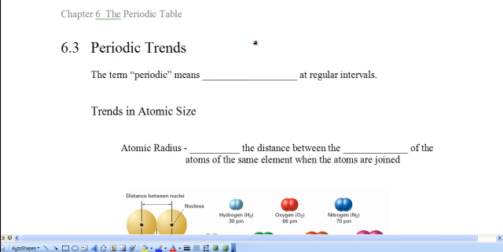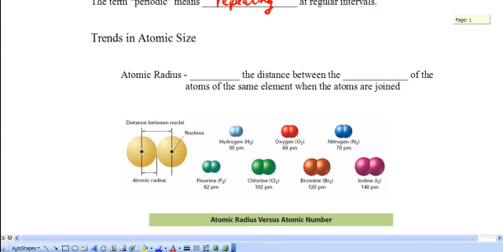Now, again, the term periodic means repeating at regular intervals. And so whatever trends you find moving across the periodic table, as soon as you get to a new row, those properties are going to be starting over and then repeating themselves as you move across the row from left to right again. And then as soon as you start a new row or period, you're going to get a repeat once again. And so we're going to be taking a look at least three different types of trends and showing you again how these things repeat as they move from left to right and down the periodic table.